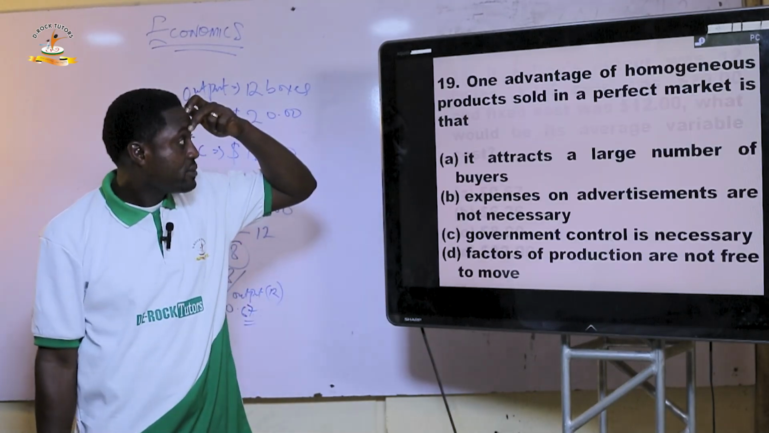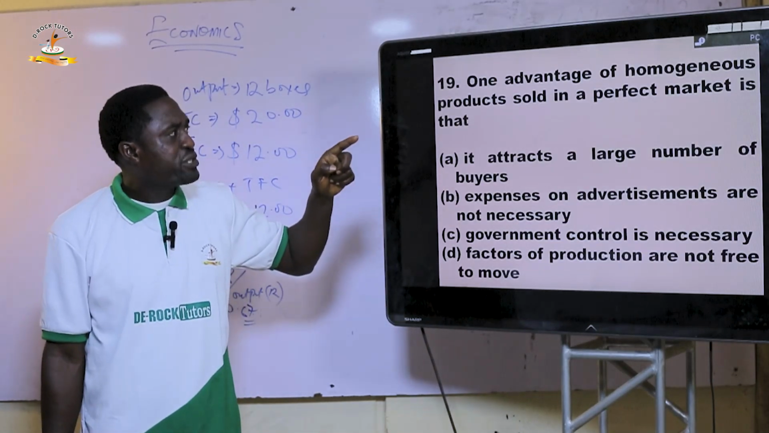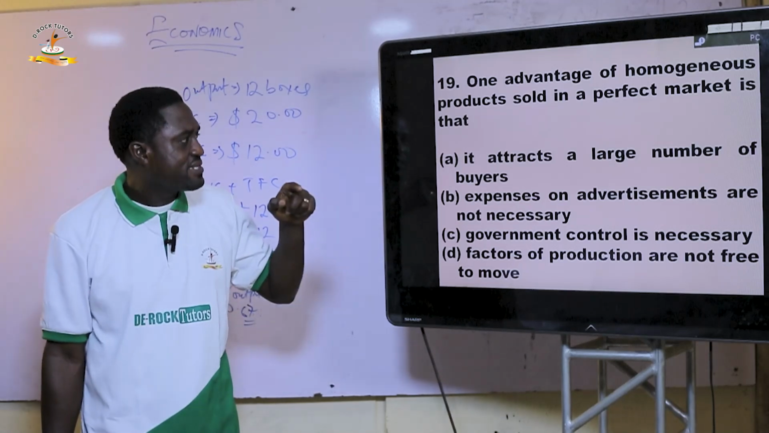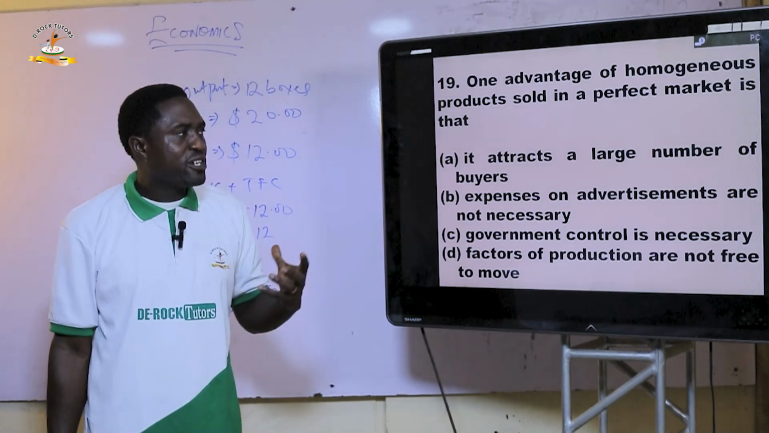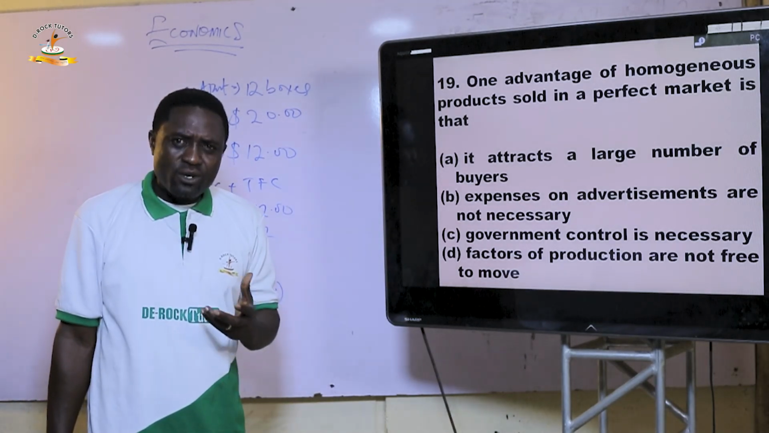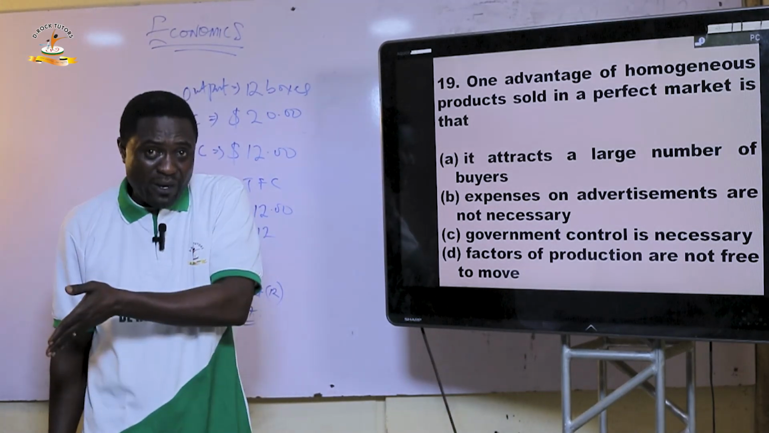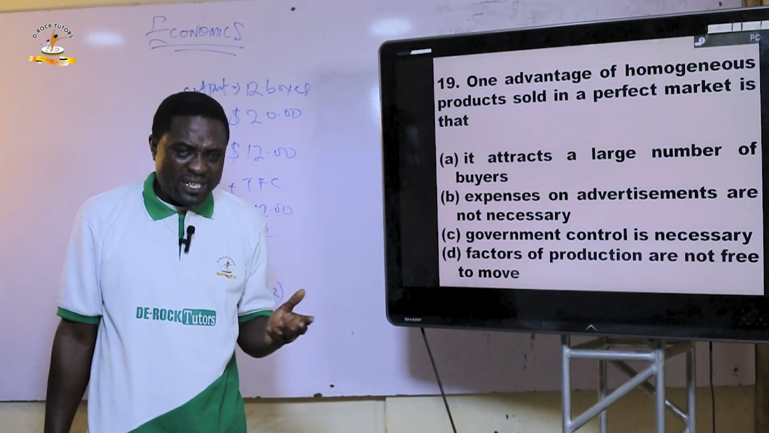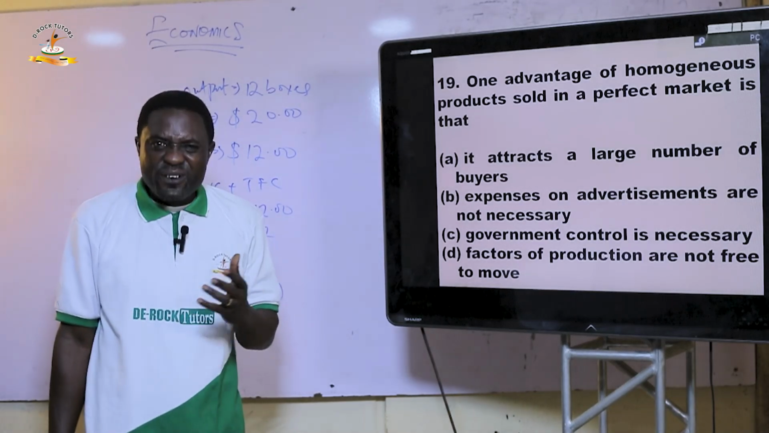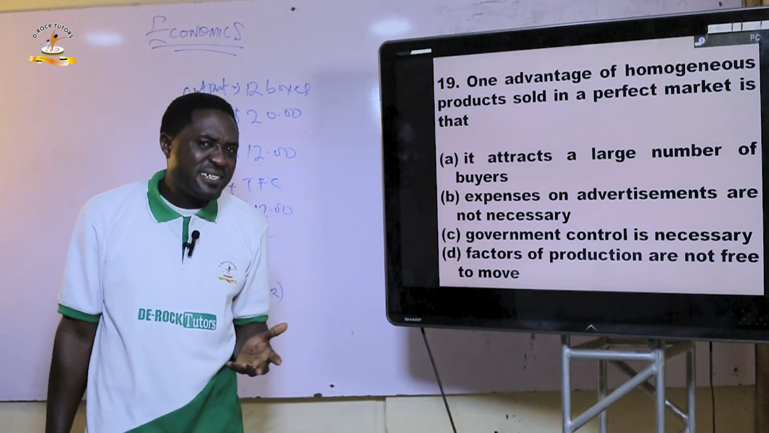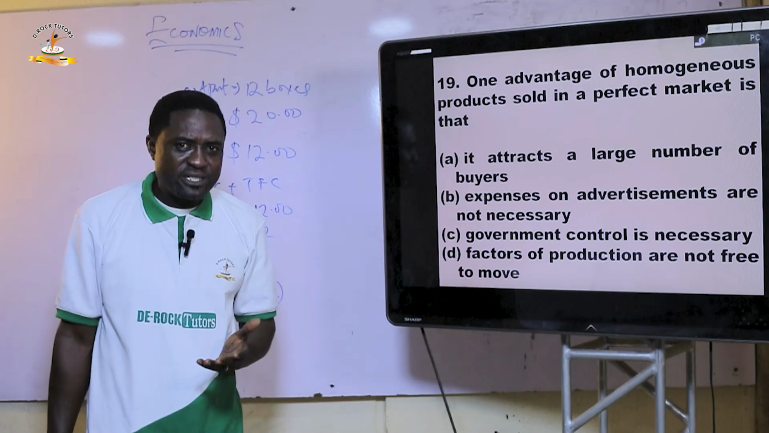Next question. One advantage of homogeneous product sold in a perfect market. Other perfect markets, we have different markets. We have perfect market, we have imperfect market. And under perfect market, we have different features: large number of buyers and sellers, homogeneous commodities.